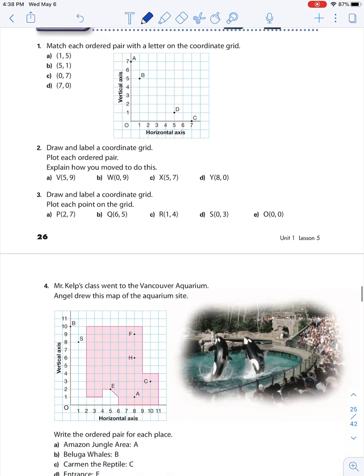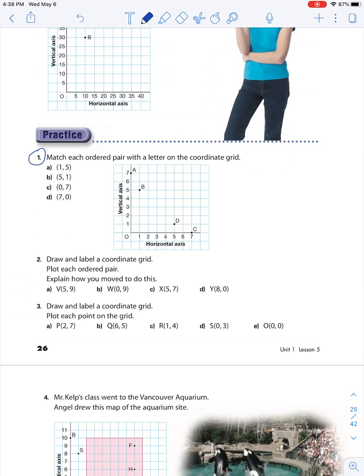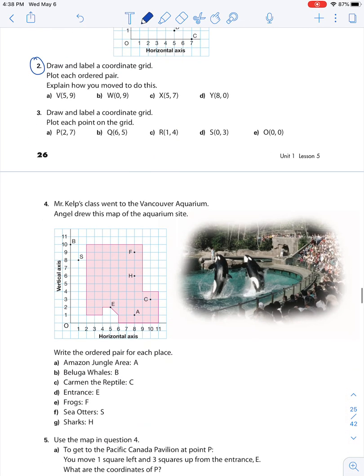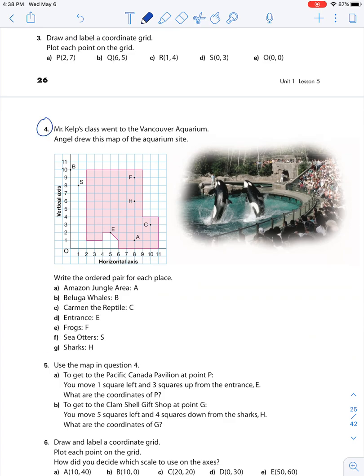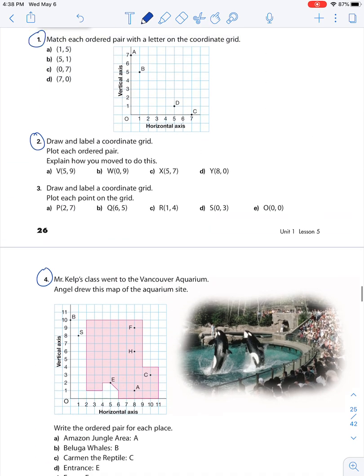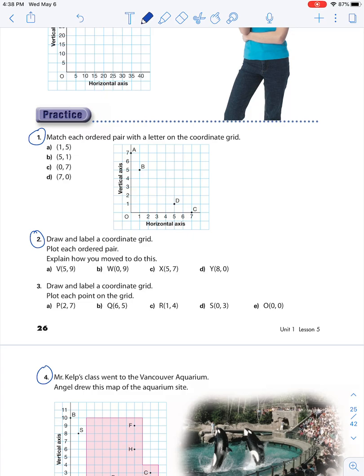Okay, here we go for the review of yesterday. We're on page 26 and page 27, and we're doing questions 1, 2, and then 4, 5, and 6. Okay, first of all, we need to match the ordered pair to the letter.